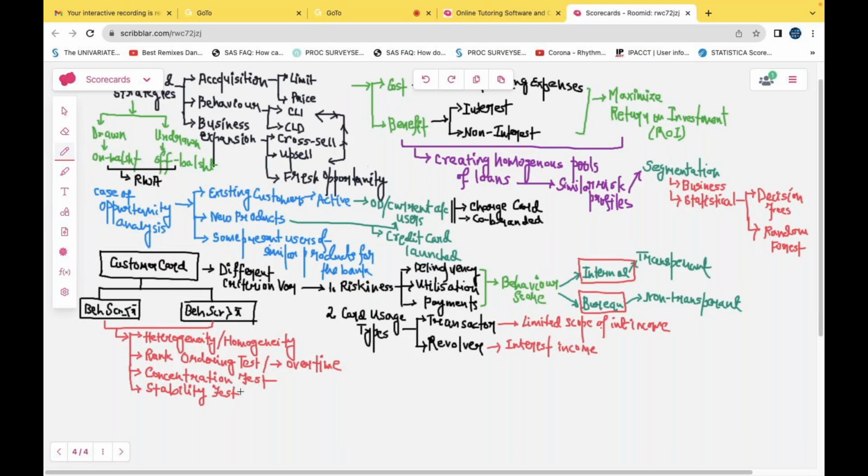Now what I need to do is pass the segments through each of these statistical tests. Then I use the internal behavior score along with the bureau score as the candidate segmentation variable. Then I compare the results and see which is giving me a better split, right?